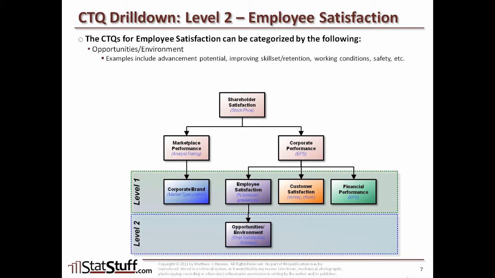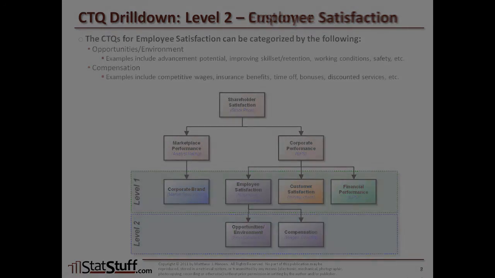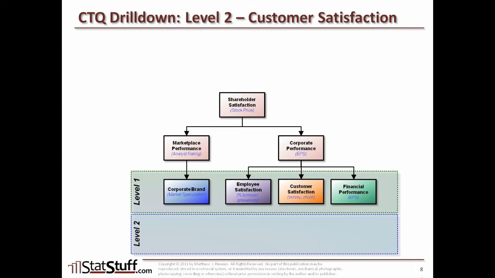Another critical CTQ for employee satisfaction could obviously be compensation. Are they offered competitive wages? Are there good benefits, time off, or bonuses? Or are there discounted services or products provided to the employees? All these are things that could be critical as far as affecting the satisfaction of employees at this level 2 CTQ.